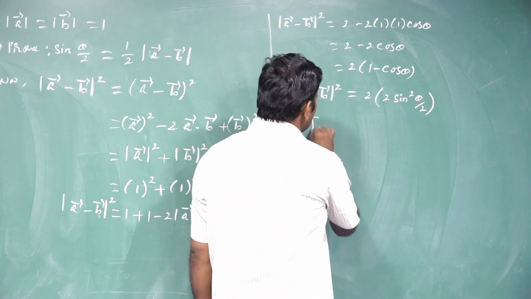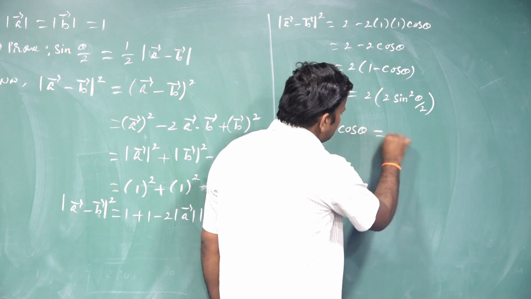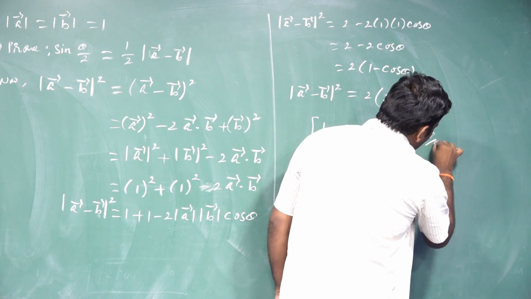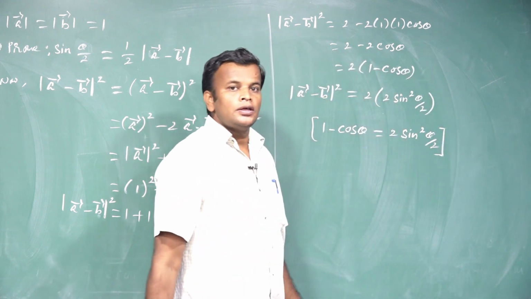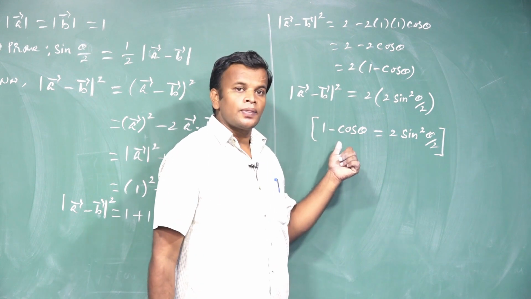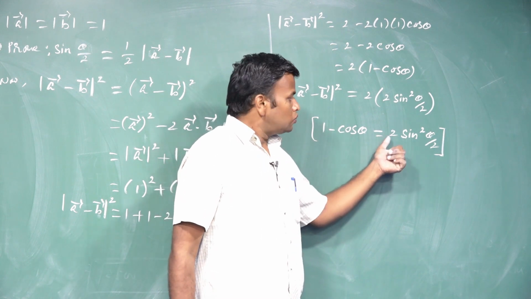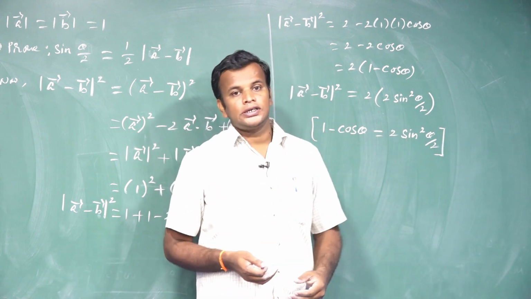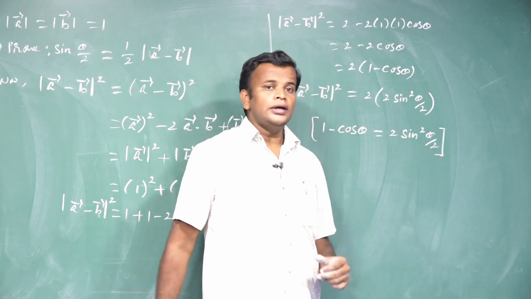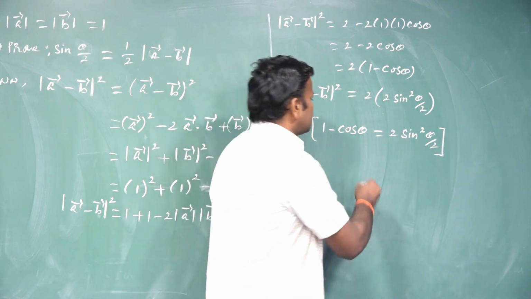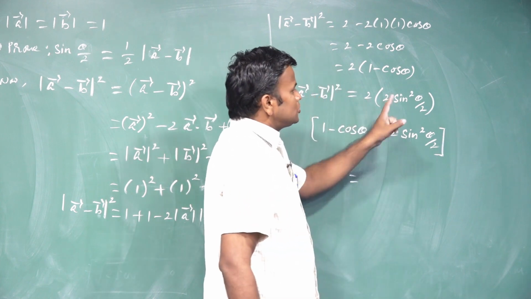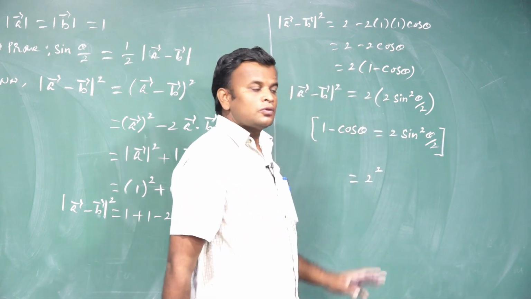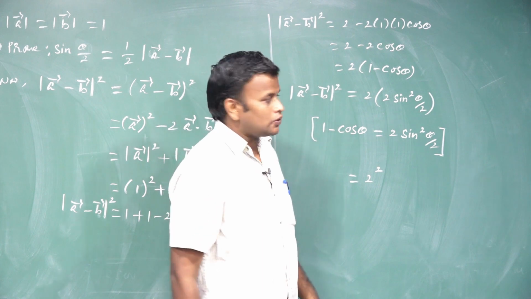I write the formula. Since 1 minus cos theta is equal to 2 sin square theta by 2. Suppose the plus sign is there. 1 plus cos theta is 2 cos square theta by 2. In next second subdivision we use 1 plus cos theta. So 2 sin square theta by 2. Okay. The next step. 2 2s are 4. Or I write it is 2 square.